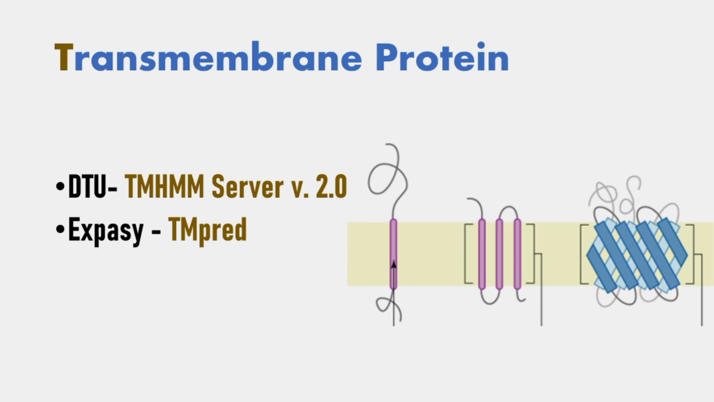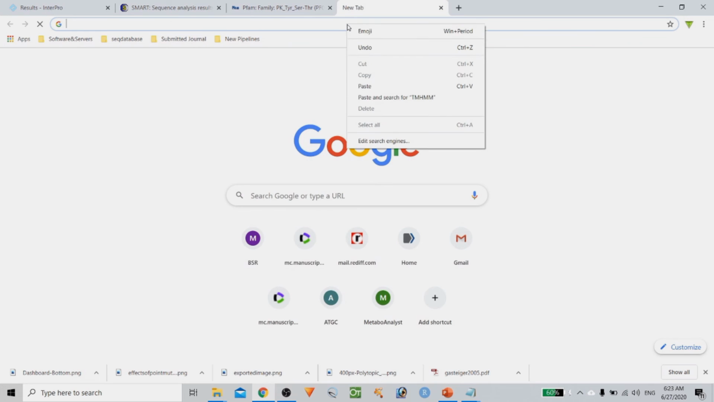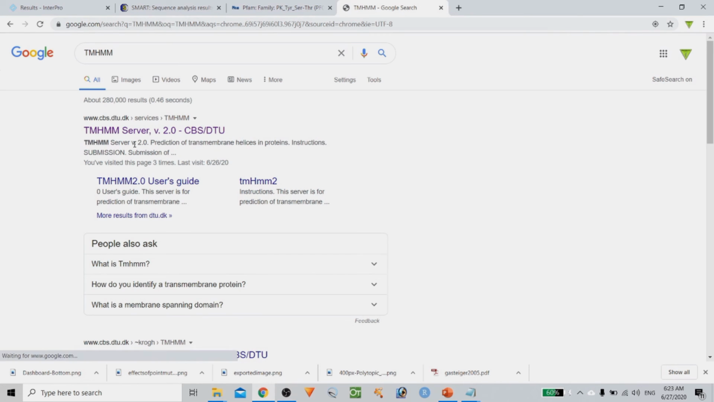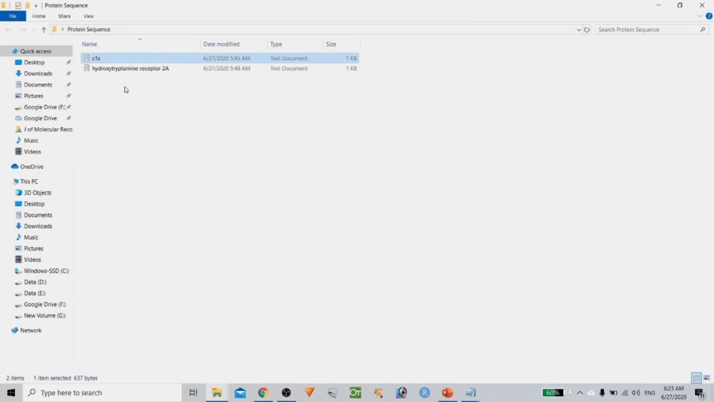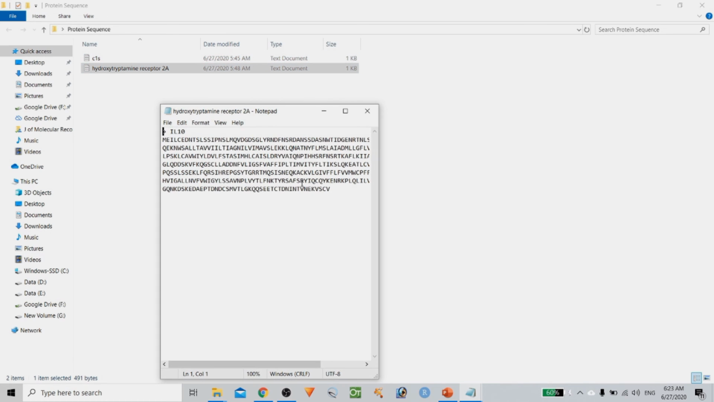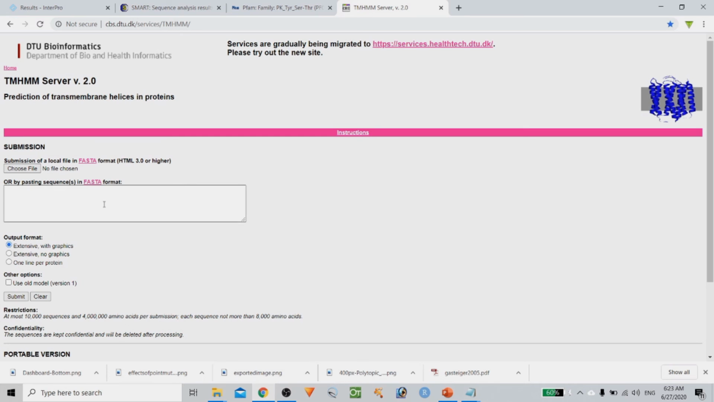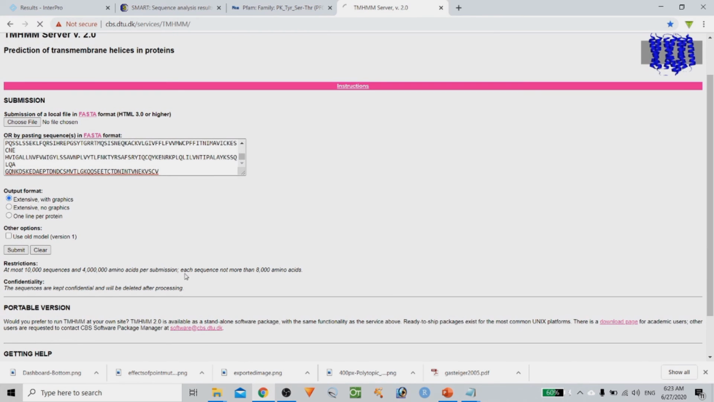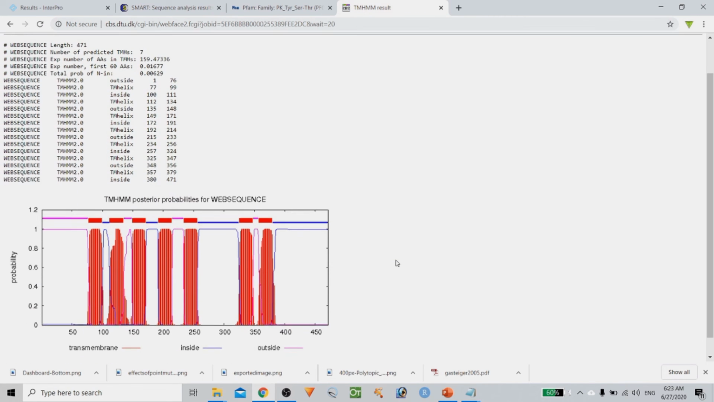Okay, let us start. First, we'll check the TMHMM server. Here we have to provide the amino acid sequence. I'm going to use the hydroxytryptophan receptor 2A, which is one of the receptors. I'm going to paste it here and click on submit. Now it will provide the results for you.